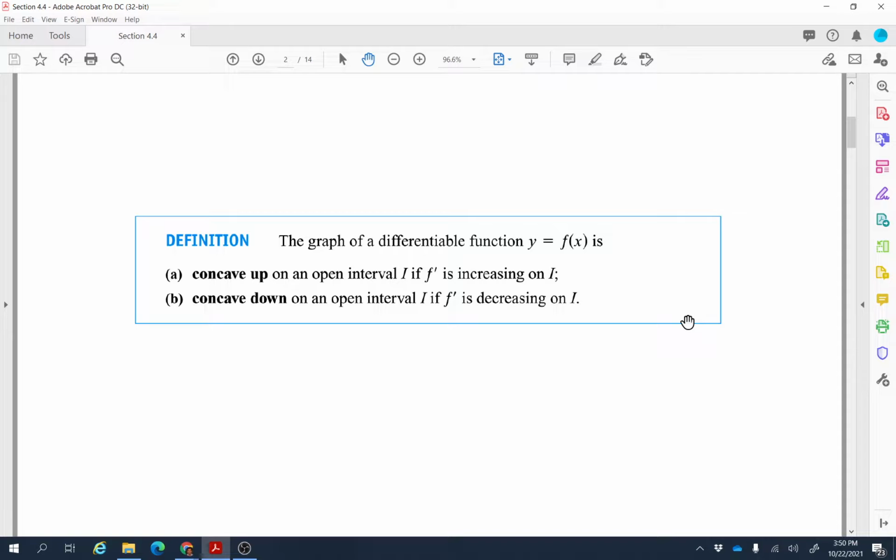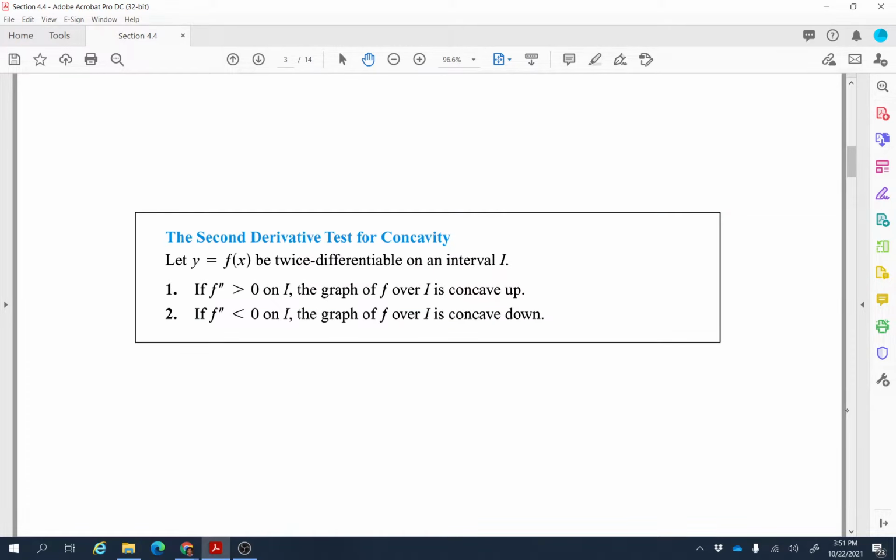So concave up means the graph should look like this. This is called concave up. Here the first derivative is increasing. Concave down means the graph looks like this. Here the first derivative is decreasing. So that's the definition. So how do you find whether the first derivative is increasing or decreasing?